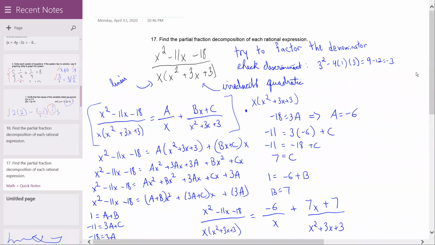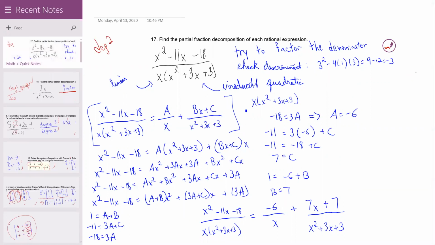For 17, it says find the partial fraction. First, check if it's proper. So the top is degree 2, the bottom is degree 3, 2 is less than 3, it's proper, we can do partial fraction decomposition. So first step, try to factor the denominator.